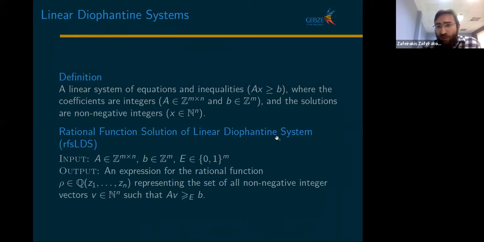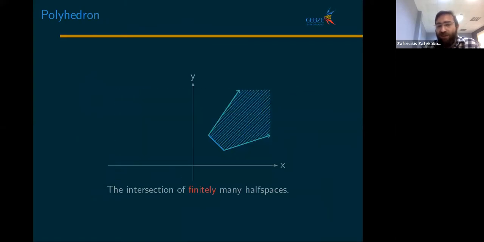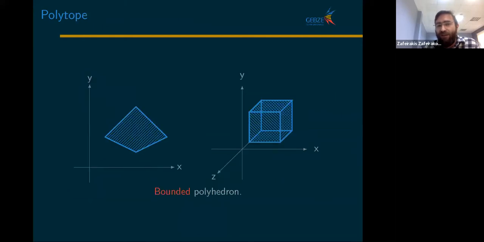And the kind of solution we want to find is an expression for the rational function, a rational generating function representing the set of non-negative integer vectors that satisfy our system. Okay, so now we have a problem and we know what type of solution we want. Let's see the tools. I will go through the definitions from polyhedral geometry really fast. A polyhedron is the intersection of finitely many half spaces, and if it is bounded, then it's called a polytope.